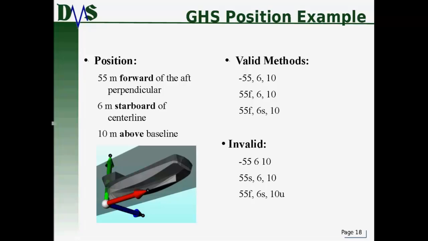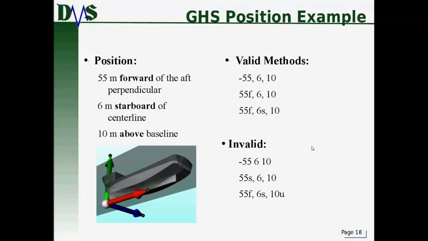Here, let's give an example. Let's assume you wanted to specify a relative position, something that is 55 meters forward of the aft perpendicular, 6 meters starboard of centerline, and 10 meters above the baseline. Now, don't worry about origin location yet and where we are relative to that. I just want you to focus on the 55 forward, 6 starboard, 10 above. And what are all the different ways you could write that? Well, you could do -55, 6, 10. That's perfectly fine. You could do 55F, 6, 10. Notice there are commas between each one of these. Or you could do 55F, 6S, 10. So any of these combinations are allowed.